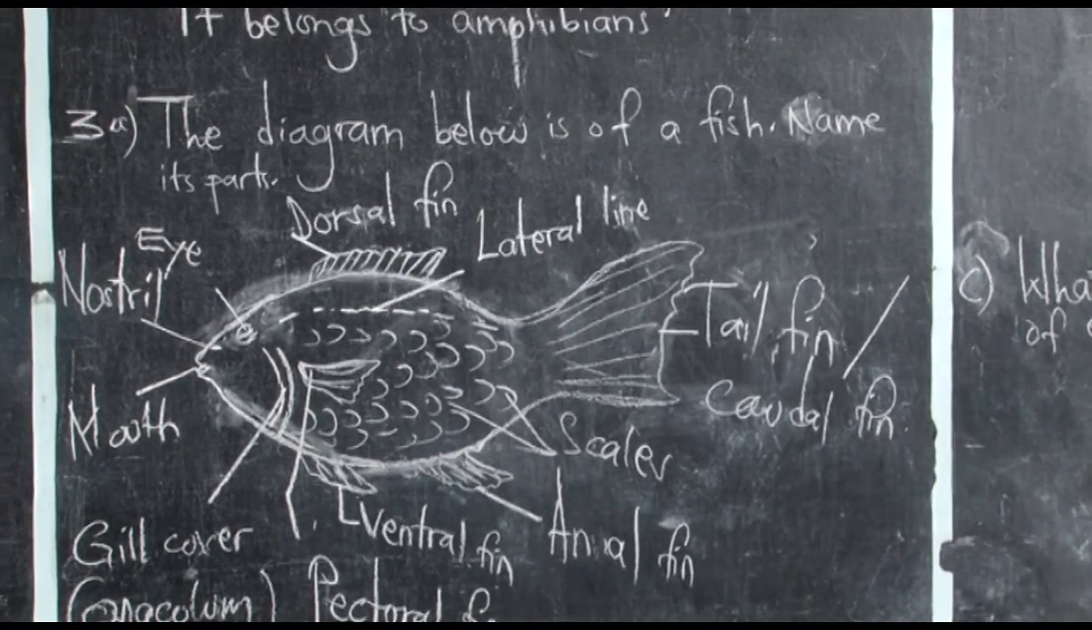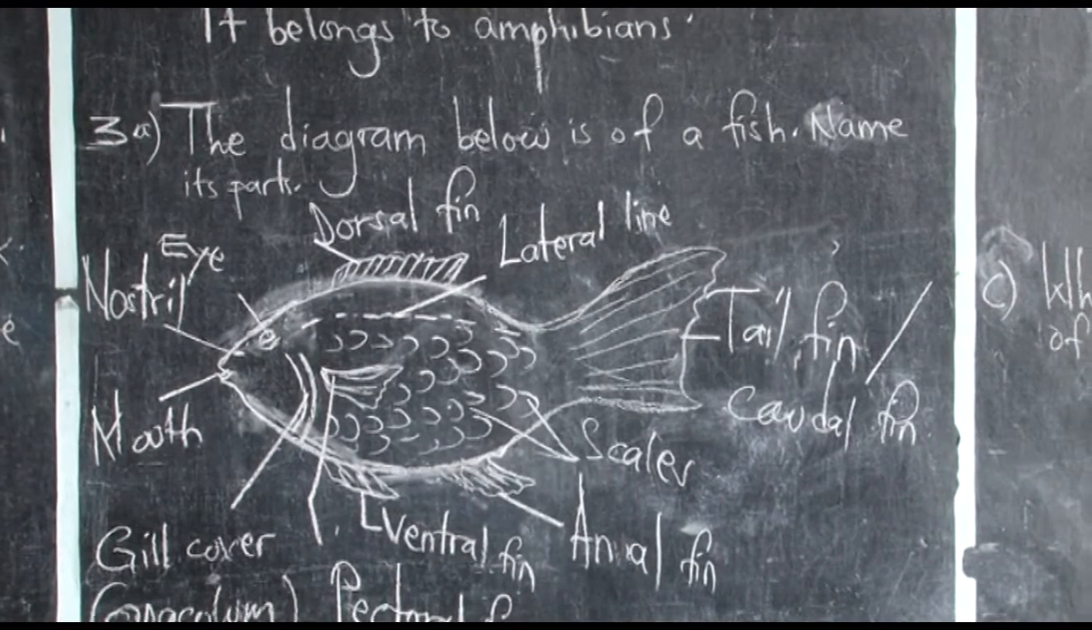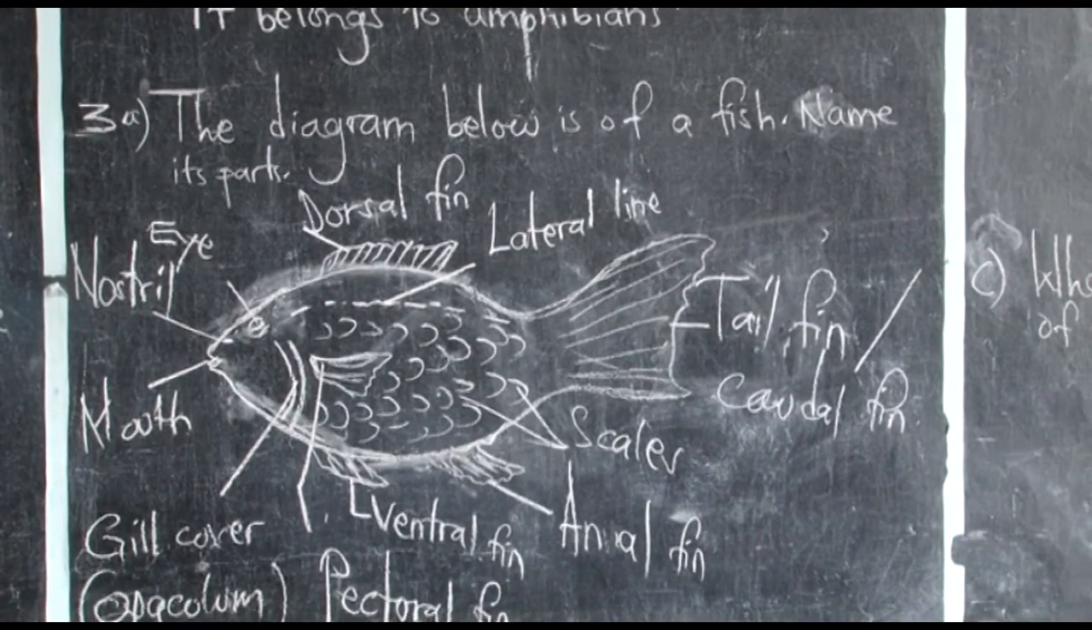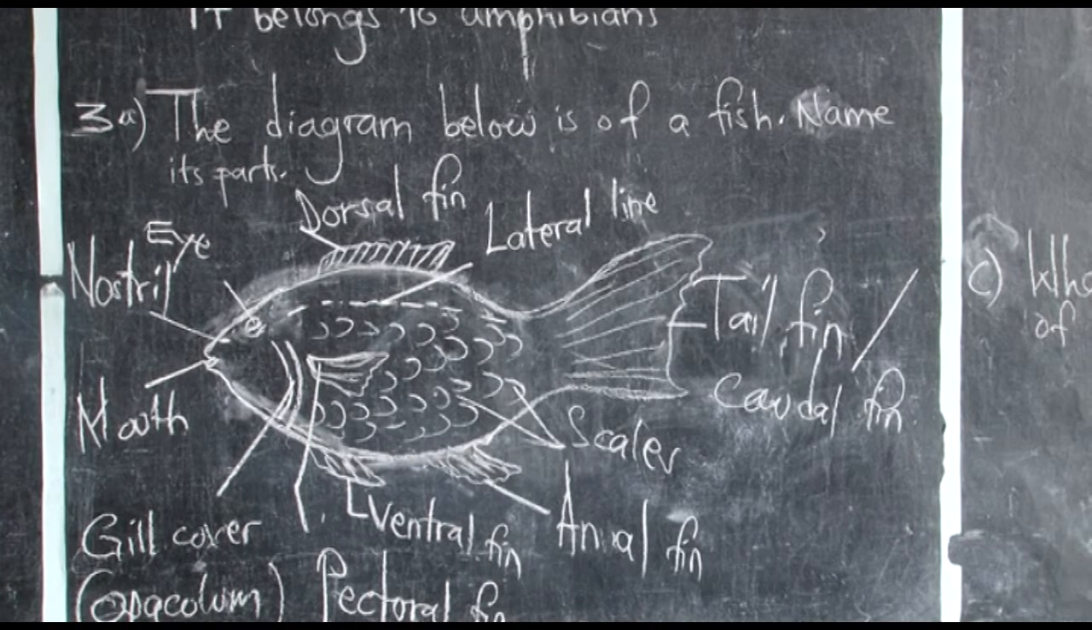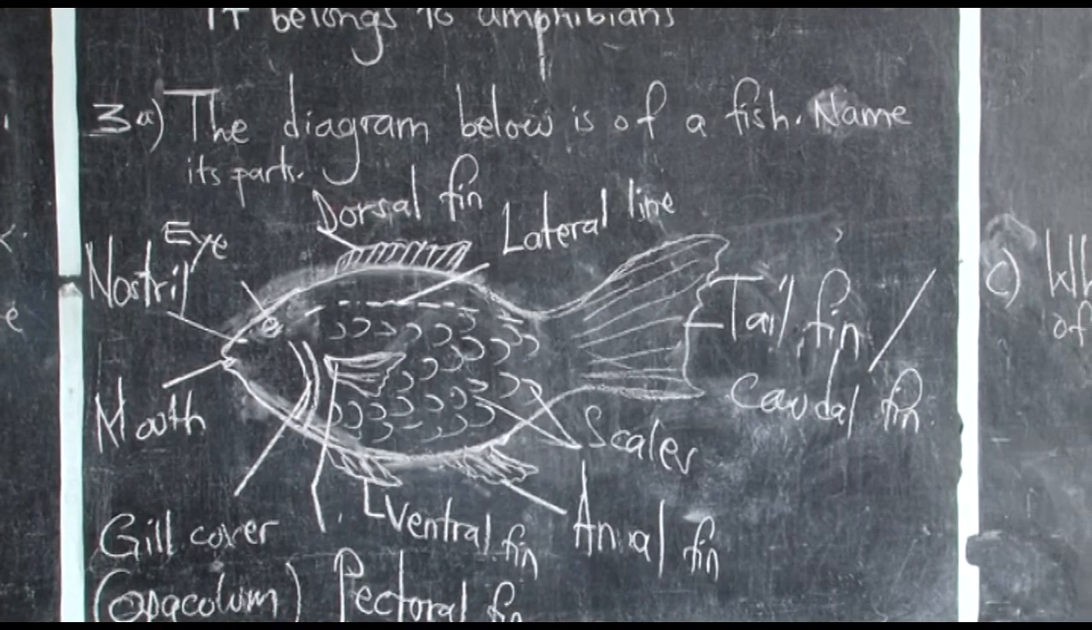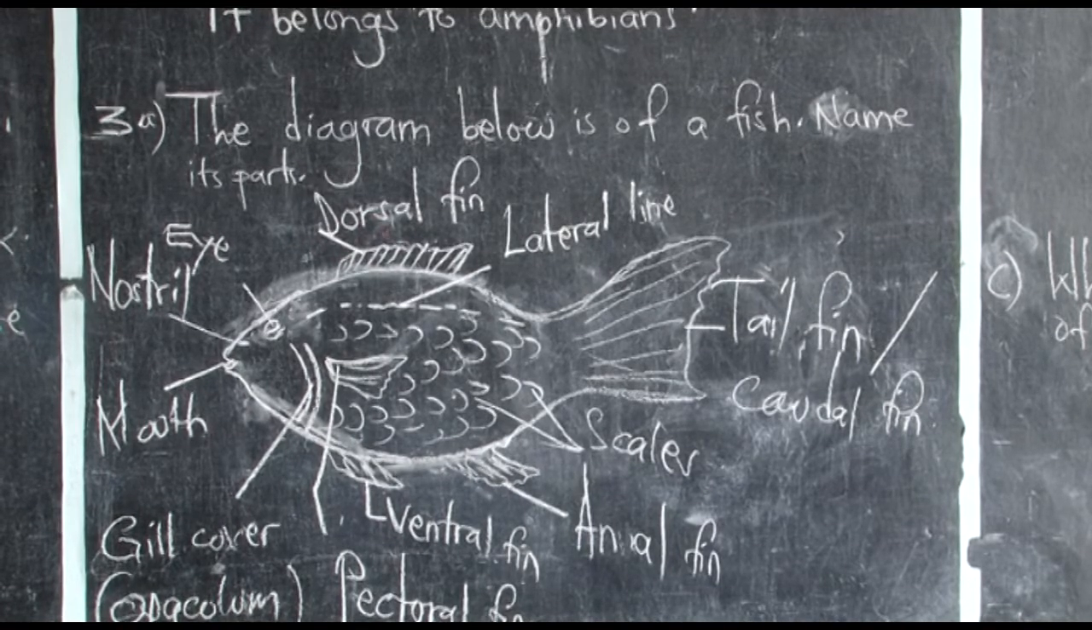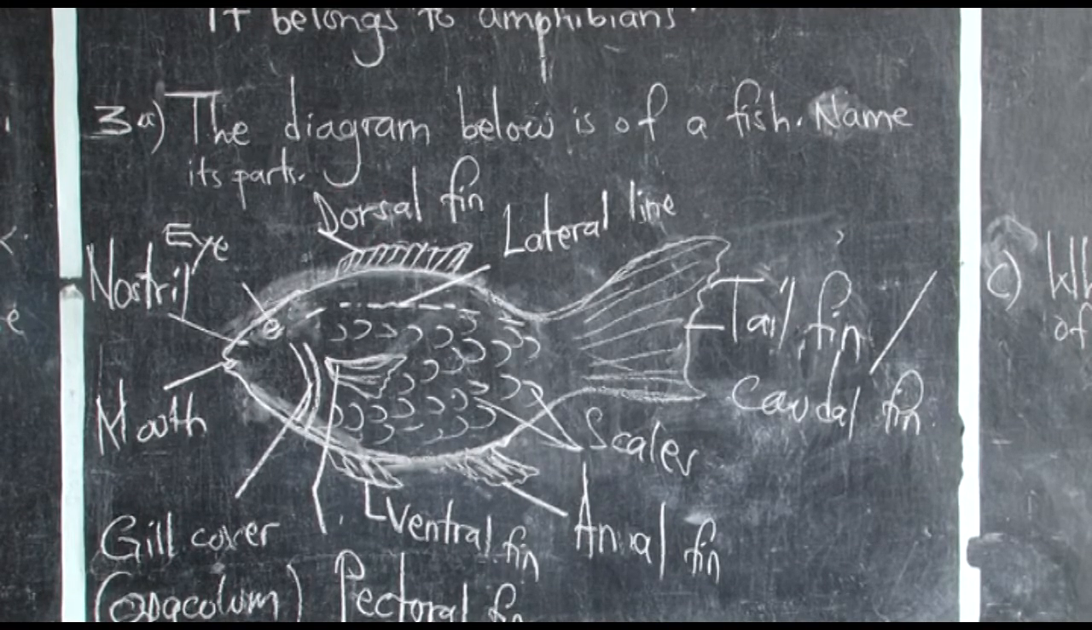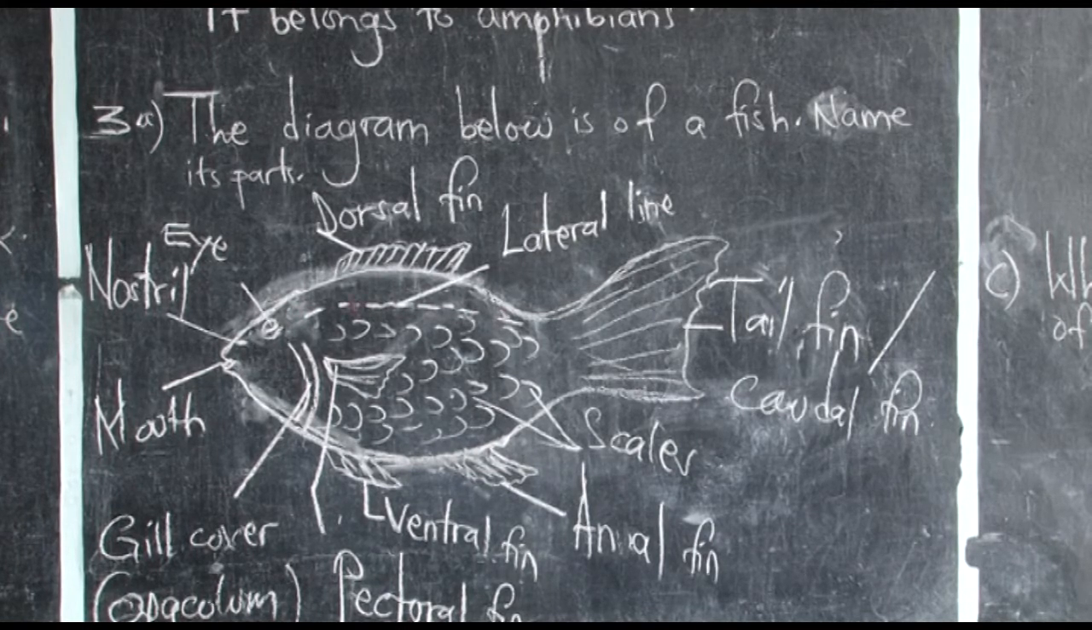We can be asked about the fish. They can ask you which parts of the fish, or which parts does a fish use for protection? Remember, we talked about the dorsal fin. This part helps in protection. Check on the lateral line here. This is used for sensing danger.